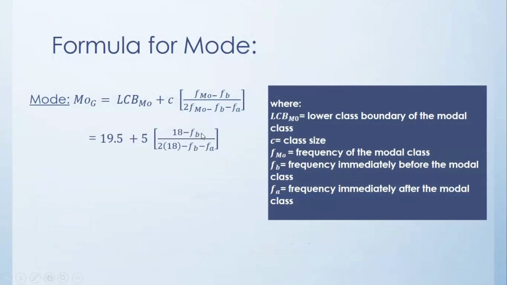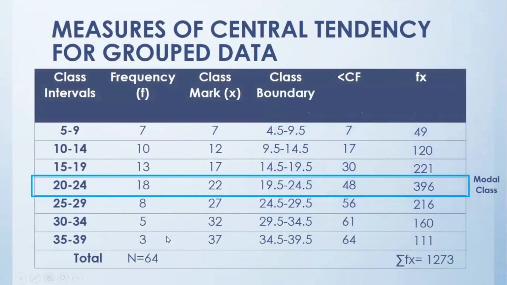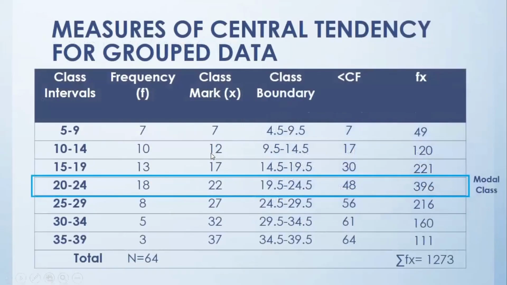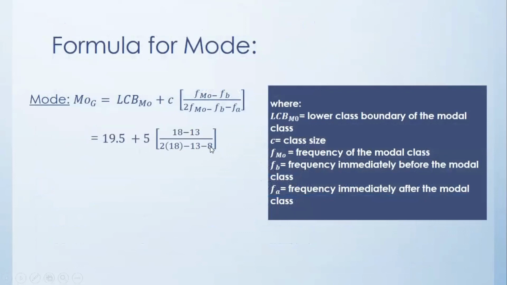And then, we also have the frequency before the modal class or yung f sub b natin. Frequency before the modal class, kung ito yung modal class natin, its frequency before is equal to 13. So, let's substitute it both in the numerator and denominator again. And lastly, we have the frequency immediately after the modal class or yung FA natin. So, kung ito yung modal class natin, its frequency after is 8. So, by substituting 8, we're going to have 19.5 plus 5 multiplied to 18 minus 13 all over 2 times 18 minus 13 minus 8.